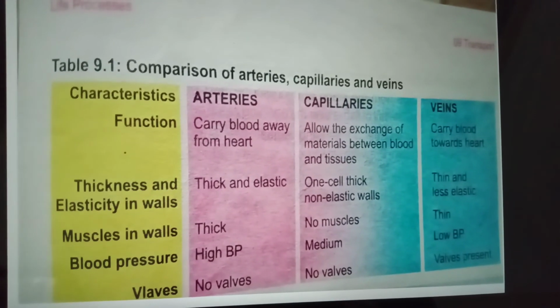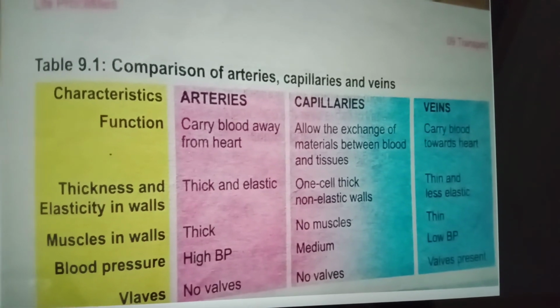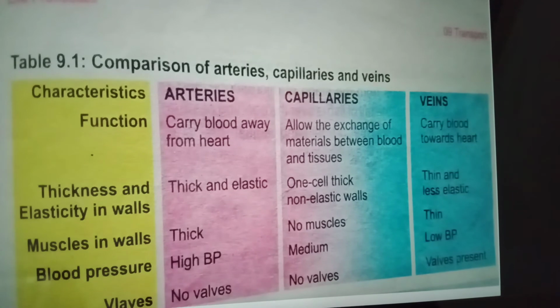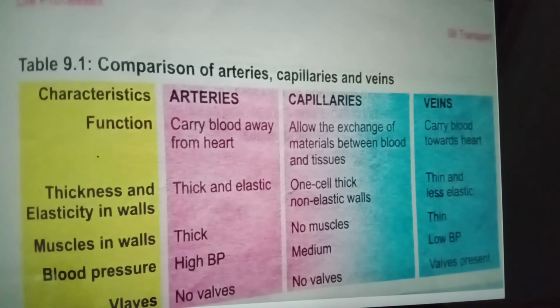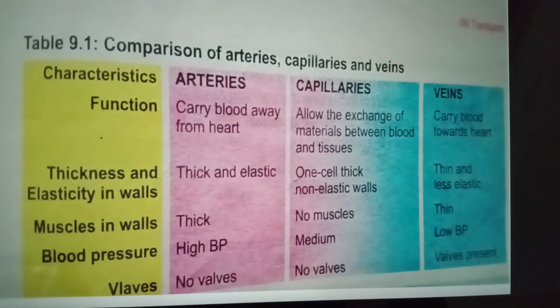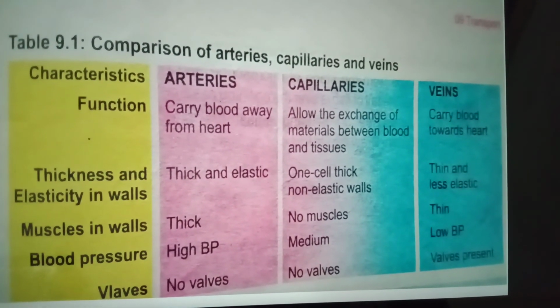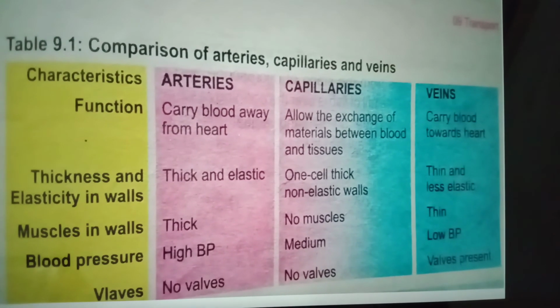Comparison of arteries, capillaries and veins. Function: arteries carry blood away from the heart, capillaries allow the exchange of materials between blood and tissues, while veins carry blood towards the heart. Thickness and elasticity in walls: arteries are thick and elastic, capillaries are one cell thick and non-elastic, veins are thin and less elastic.